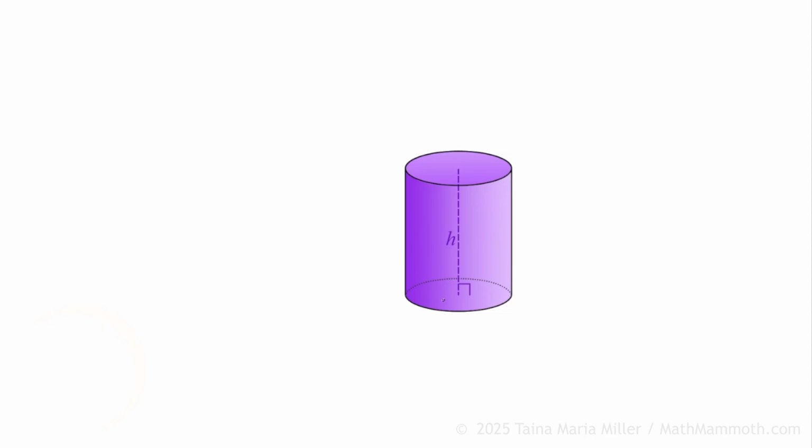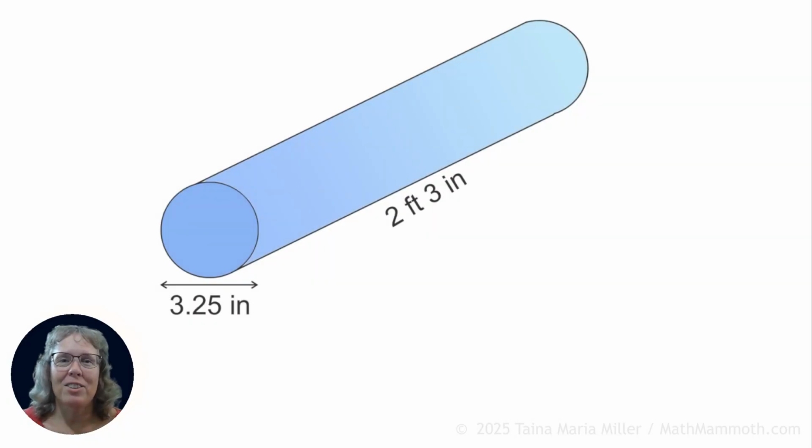Now, the volume of prisms and cylinders is calculated the same way. It's the same formula. The volume is the area of the base times the height. Very easy. I need you to memorize it, okay? Area of the base times the height. Okay, so here's a right circular cylinder. Your task is to calculate its volume. Get out the calculator, pause the video for that.